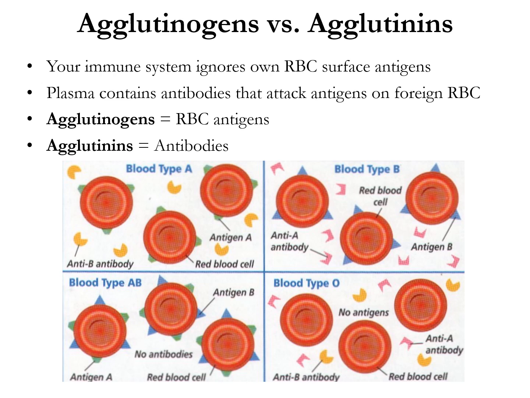If you're blood type B, then you would make anti-A antibodies from your B cells. If you're blood type AB, you would not make antibodies against either the A antigen nor the B antigen. And if you're blood type O, you would make antibodies against both the A antigen and the B antigen.